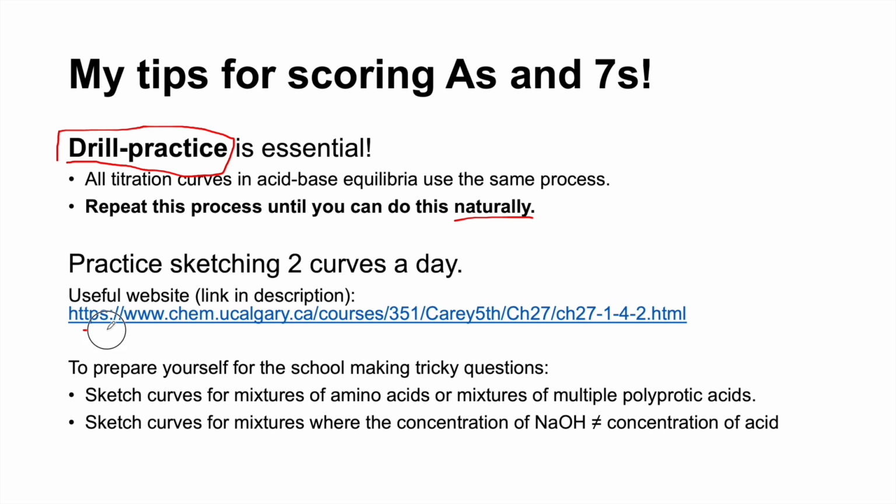And in this useful website I have, this is where you can go and grab all their pKa and pI values for amino acids and a couple of other weak acids. So go to this website. I'll put the link in the description below.